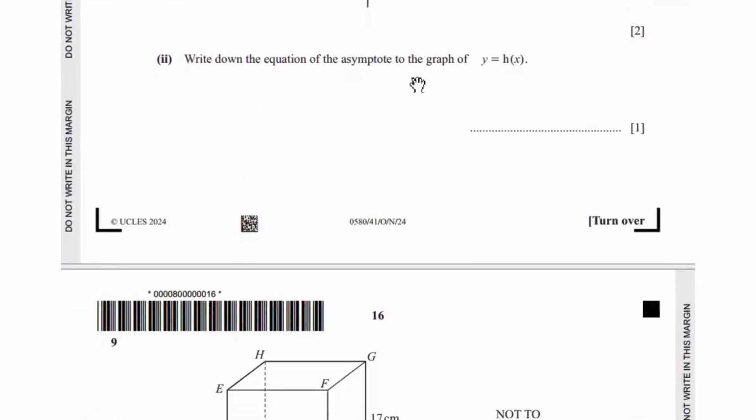Write down the equation of the asymptote to the graph of y equals h of x. That is y equals 0. Like I said, it doesn't cross the x-axis.